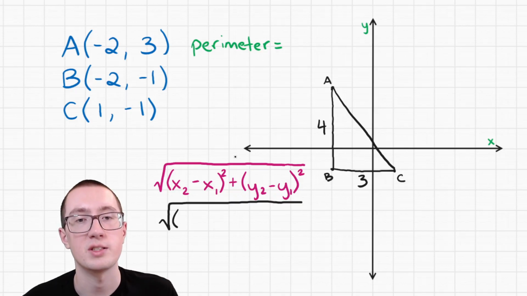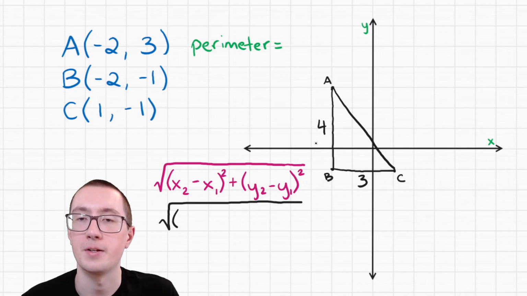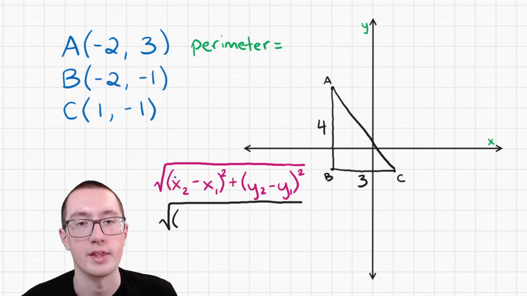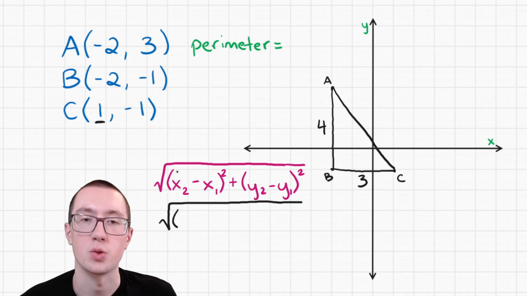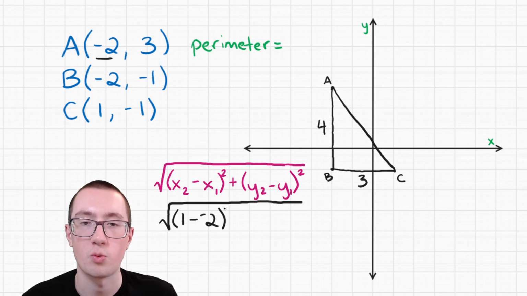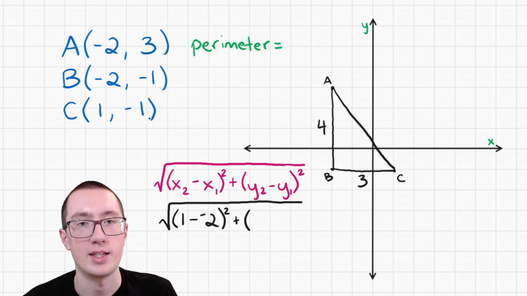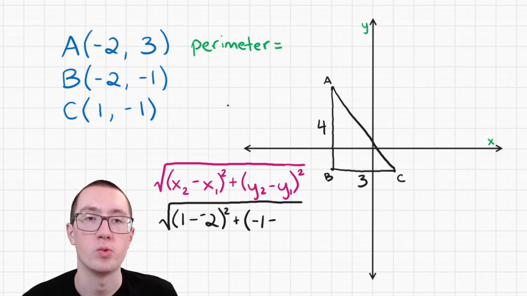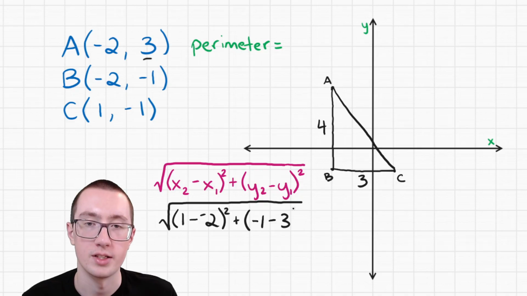So let's just go ahead and start replacing the letters that we know, right? So x2, that's going to be the x of the second point. And it doesn't matter, I'll just say that A is the first point and C is the second point. So if C is the second point, the x of the second point is 1. So we're going to replace x2 with 1. And then that's going to be minus x1. That's the x of the first point, and we said that A would be our first point, so the x of it is -2. That's going to be squared, like it says in the formula, then plus y2. Y2 is the y of the second point, so here's our second point, and the y is -1. And then that's going to be minus y1, which is the y of the first point, which is 3. And then that's going to be squared as well.